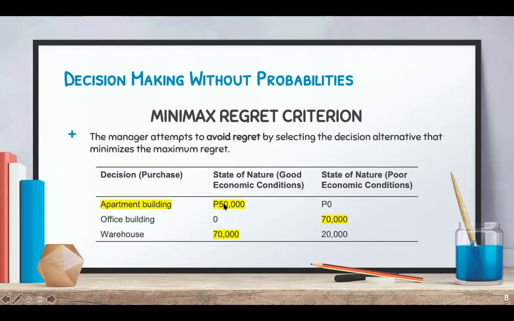So comparing the three, 50 versus 70 versus 70, the minimum regret is in the apartment building, so we will go with the apartment building because we will minimize the regret at 50,000.